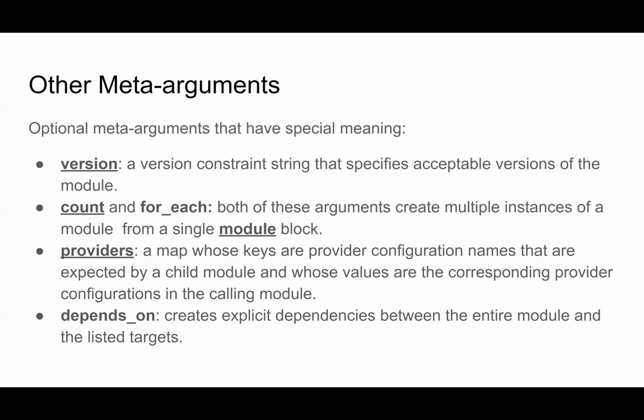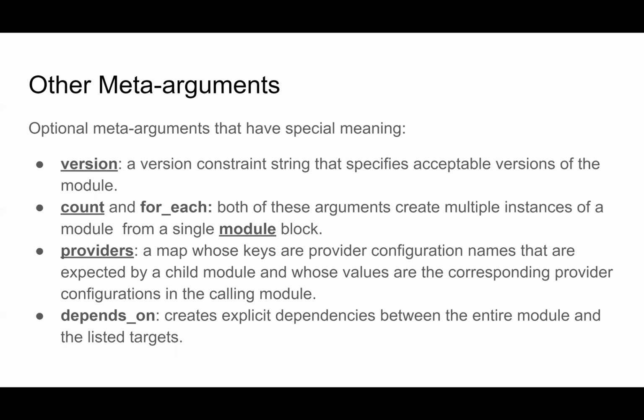Here are some other meta arguments for modules that have a special meaning. So a version, we can tie a module to a version constraint. We can specify count and for each. Both of these arguments create multiple instances of a module from a single module block. You can also specify providers explicitly.